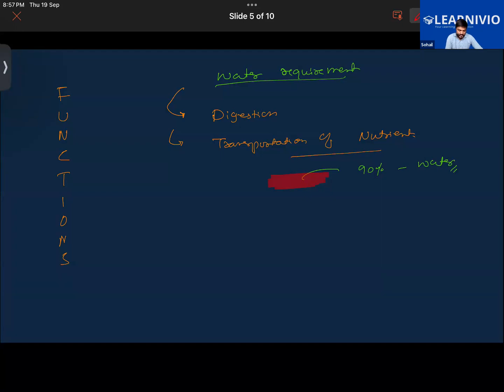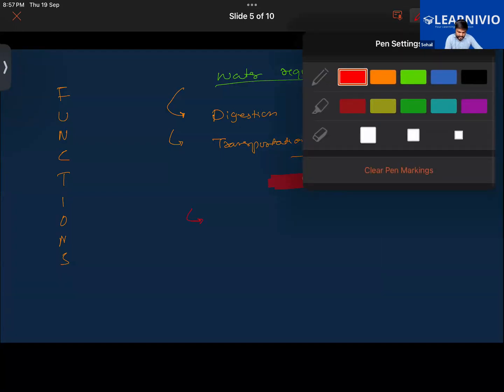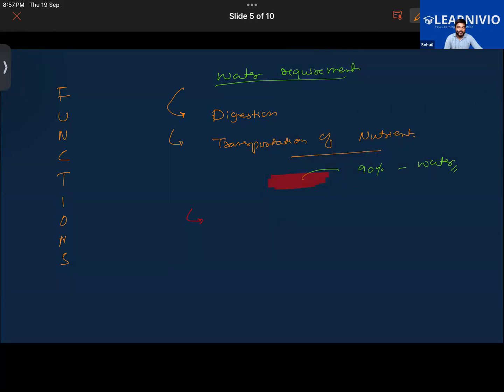Okay, can you also think of some other functions? Water is required for the digestion and for the transportation of nutrients. Some other functions also. For example, if a person is feeling very warm, then we have to drink water to maintain the body temperature, right? So it maintains body temperature also. That is also one of the functions performed by it. Furthermore, for excretion also water is essential.